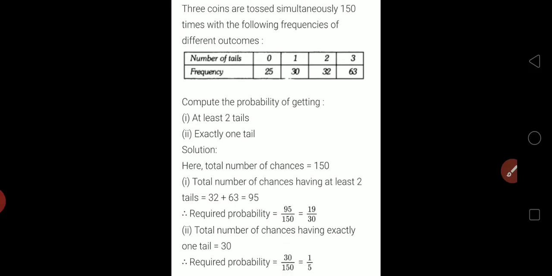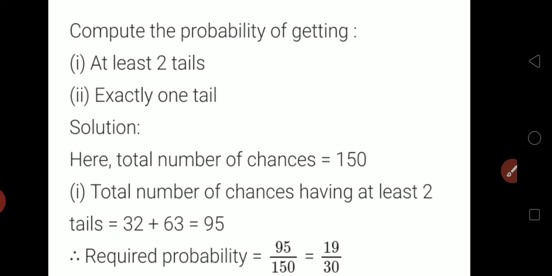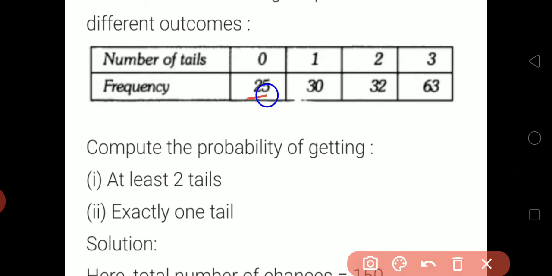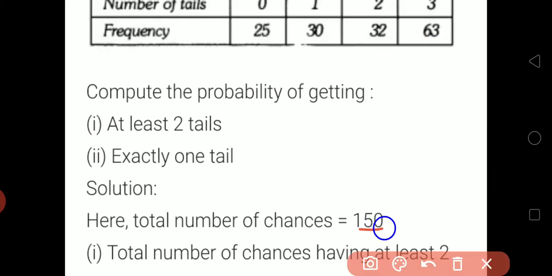So you can see here, total outcomes are 25 plus 30 plus 32 plus 63. After adding, you will get 150.